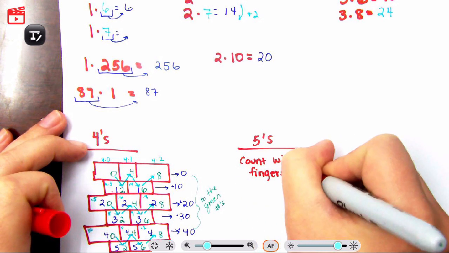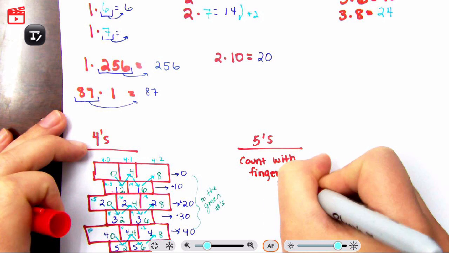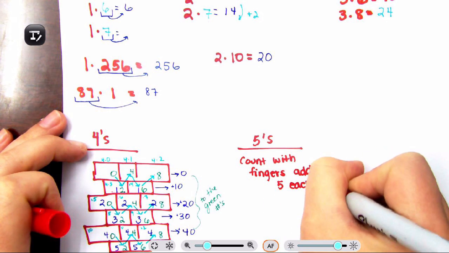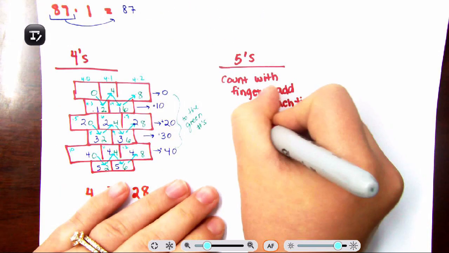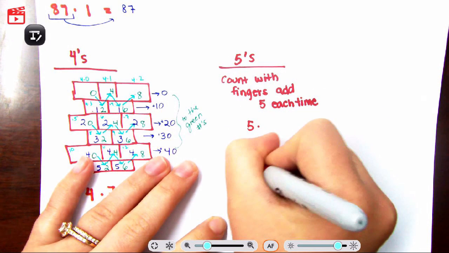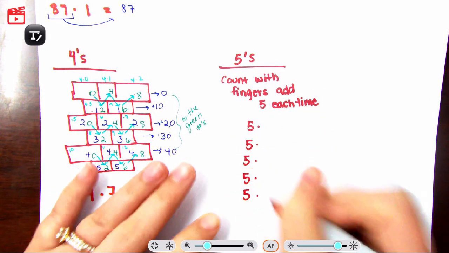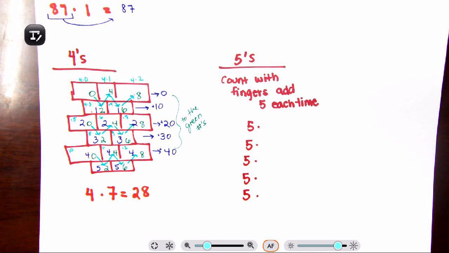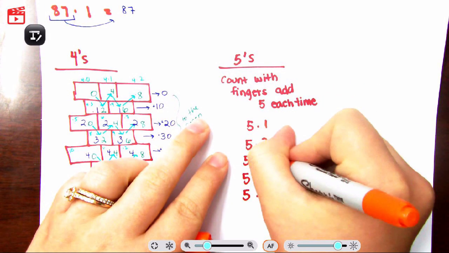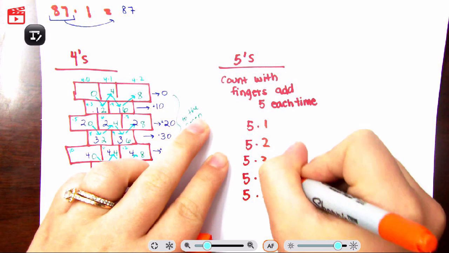And you're going to just add 5 each time. So let's do this. 5 times, 5 times, 5 times, 5 times. Just a few of them so you can see the pattern. And I'm going to say 5 times 1, 2, 3, 4, 5.